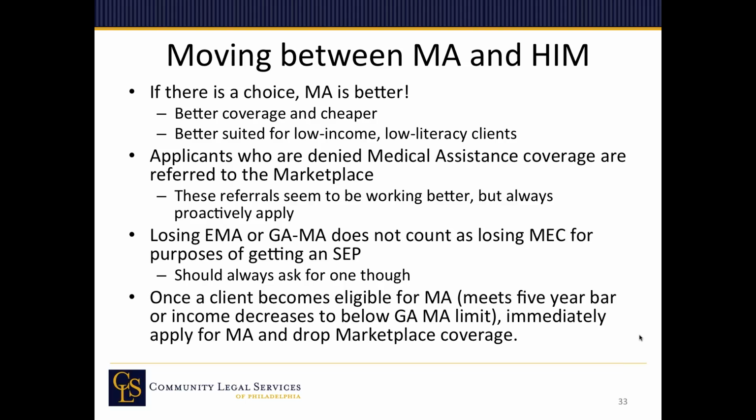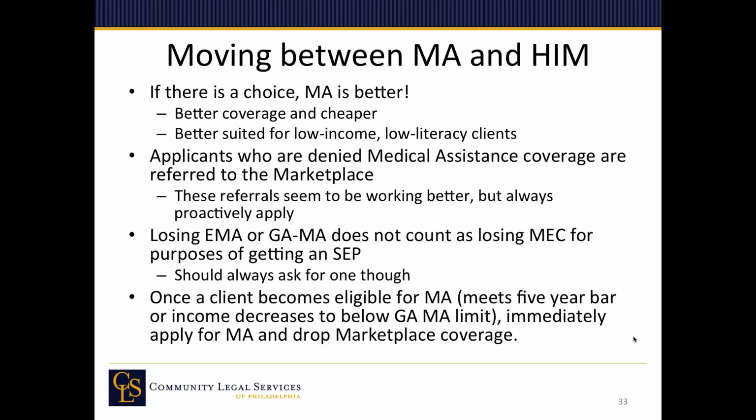All right, so a little bit about moving between these two bureaucracies, between the County Assistance Office and the marketplace. If people have a choice, if they're trying to decide what to do, I could go and purchase insurance on the marketplace, or I could apply for medical assistance. If they have a choice to make, the better choice is always medical assistance.